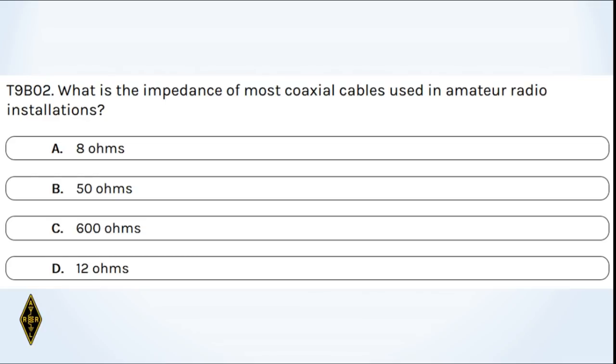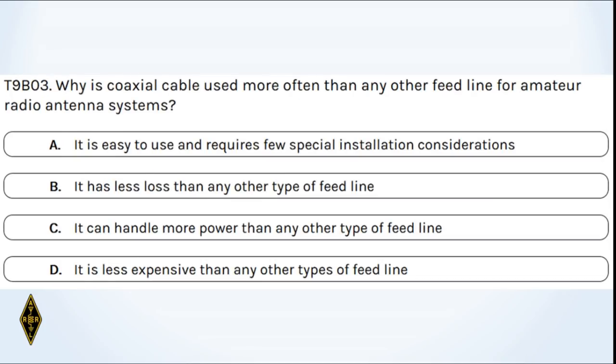So what is the impedance of most coaxial cables used in amateur radio? 50 ohms. And why is coaxial cable used more often than any other?